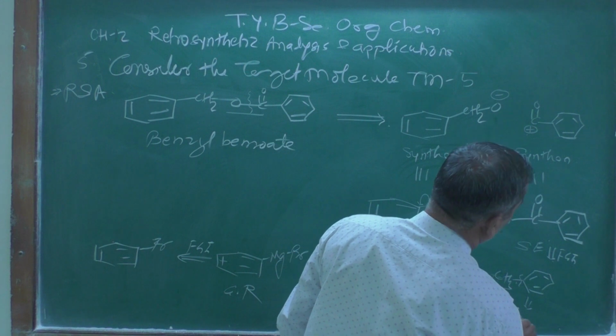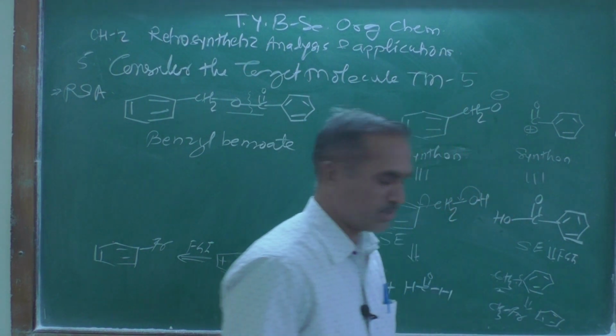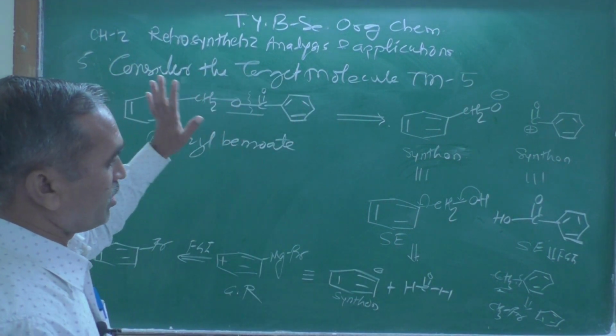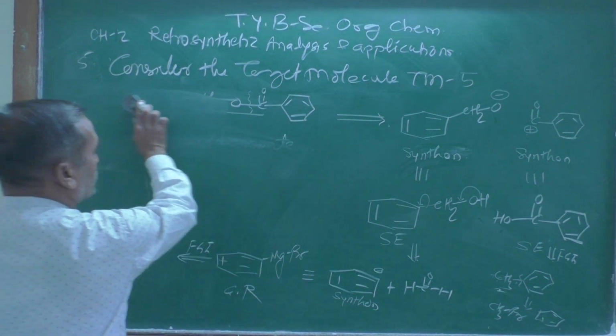CH3Br and the benzene, as we know. Both are the starting material. From that we can obtain. Now this is the retrosynthetic analysis. Now let us begin with the synthesis.